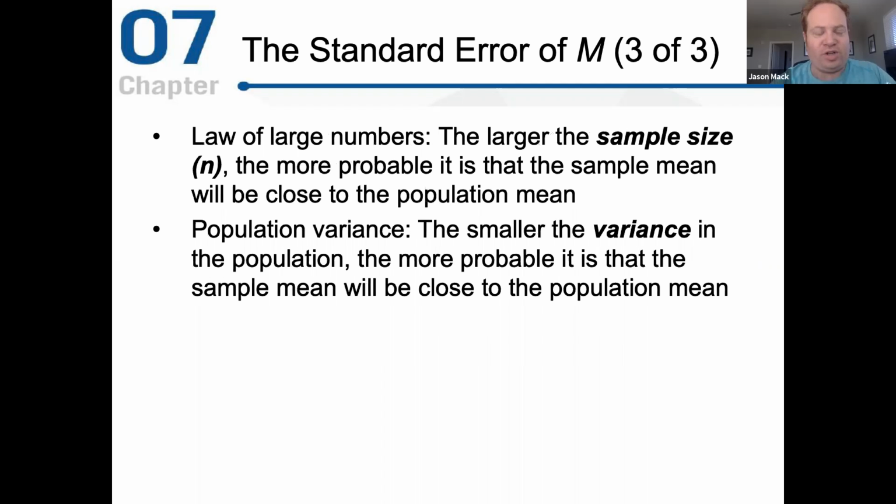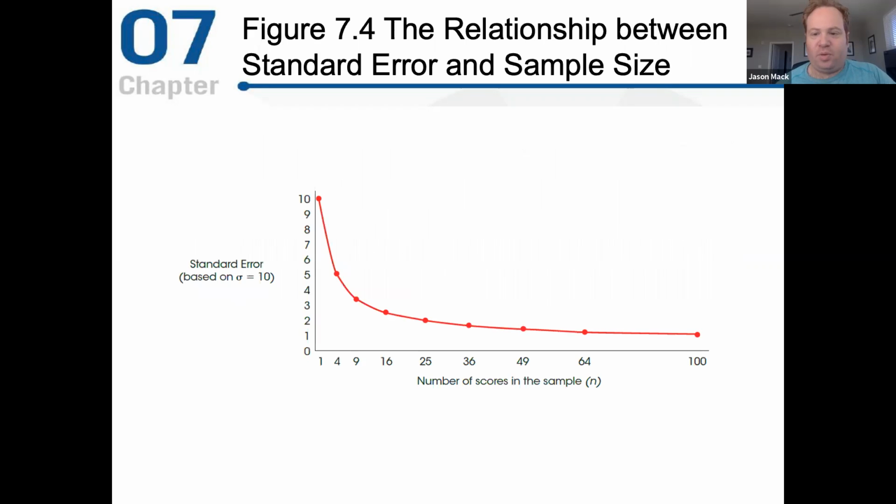The law of large numbers: the larger the sample size, the more probable it is that the sample mean will be close to the population mean. Population variance: the smaller the variance in the population, the more probable it is that the sample mean will be close to the population mean. The relationship between standard error and sample size: as the sample size is increased, there is less error between the sample mean and the population mean.